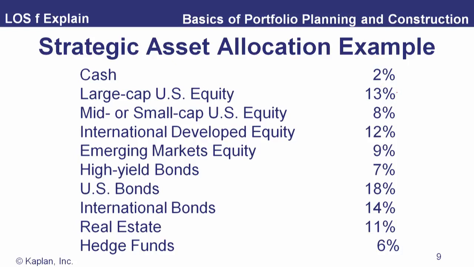We've got what? Large cap U.S. equities, mid or small cap U.S. equities, international developed market equities, emerging market equities, high yield bonds, U.S. bonds, international bonds, real estate, and hedge funds or some other sort of alternative investment. So here's an example of a strategic asset allocation that you might see in an investment policy statement.